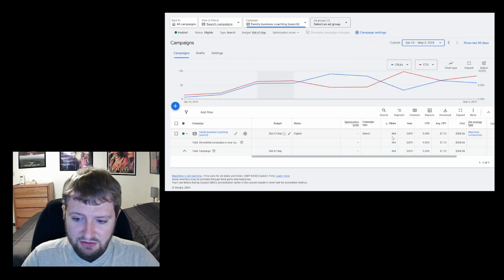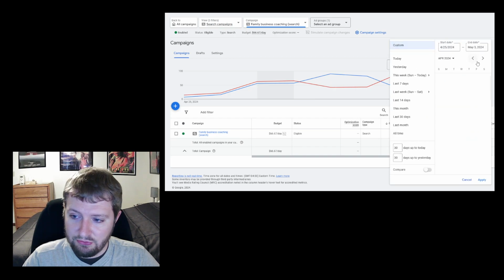You can see that we actually have more clicks than we had in the previous period, 464. A lot fewer impressions, 5,000. But look at this click-through rate, 9.2%. That's pretty outstanding. And our average cost per click is almost the same, $1.10. Now, we have spent more money over that period, so that could explain some of the differences, but the click-through rate is clearly way better, and that's definitely what we were hoping to see.